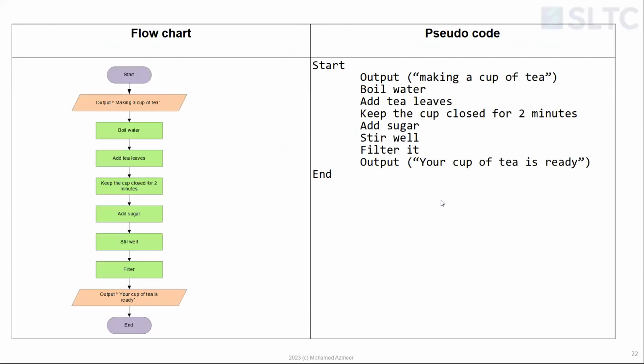Here we are putting all that together. How to make a cup of tea, right? So that's the topic, that's an output. And then in green, we do the steps. We say boil water. Oh, by the way, this is the flow chart. Here's the pseudocode for the same job. Output making a cup of tea, boil water, add tea leaves, keep the cup closed for 2 minutes, add sugar, stir well, filter it, and you serve. Right? If you look at the flow chart, it's pretty straightforward.